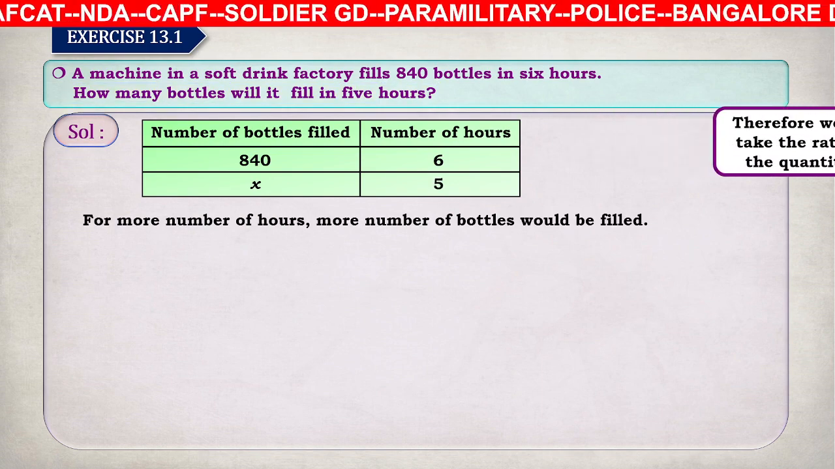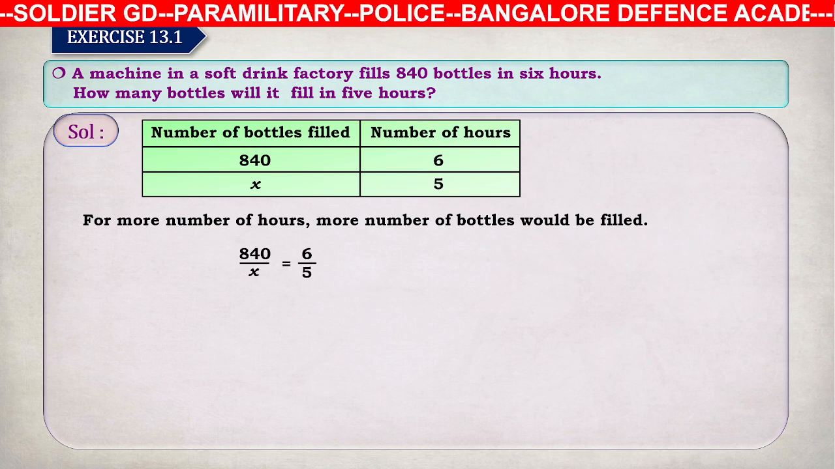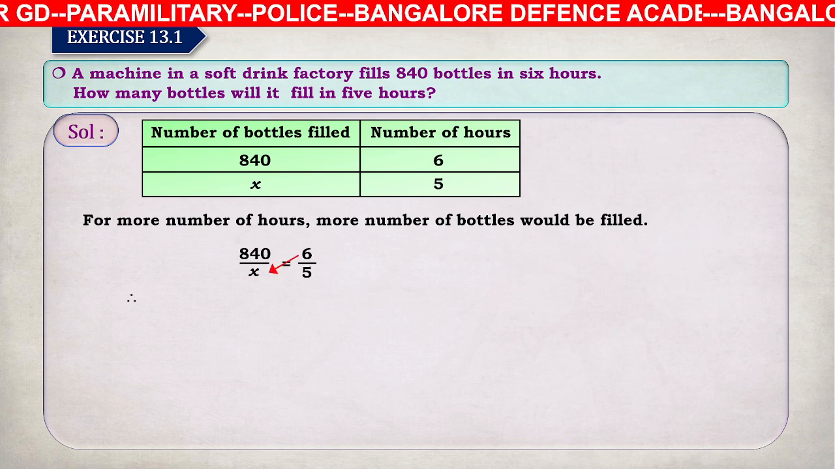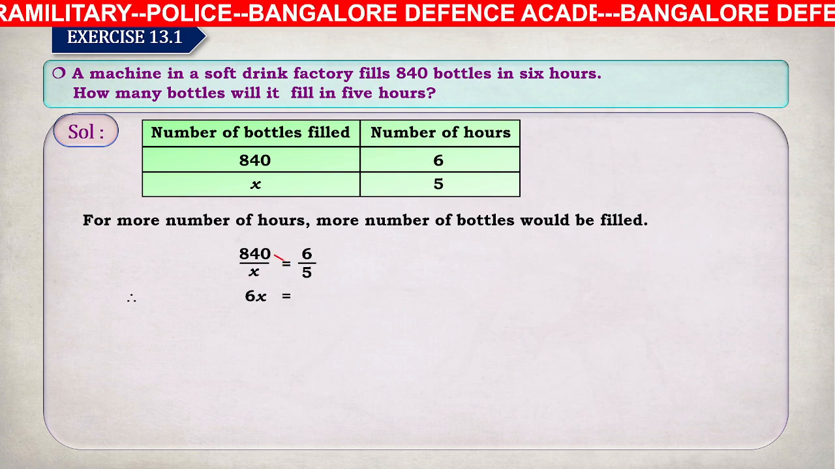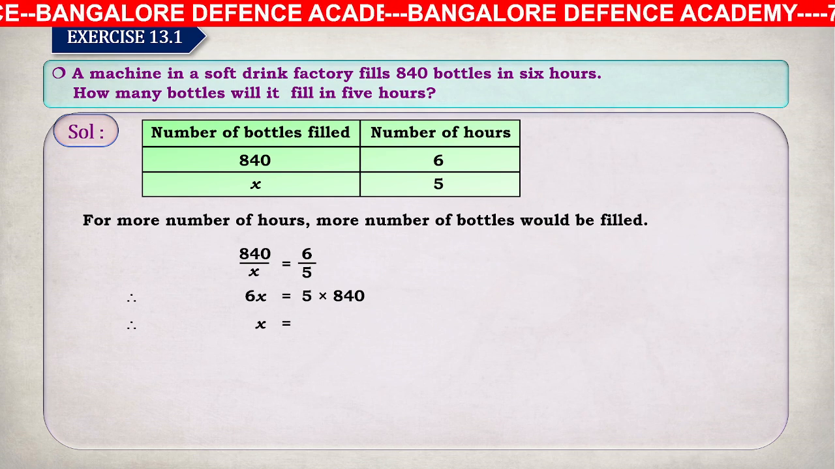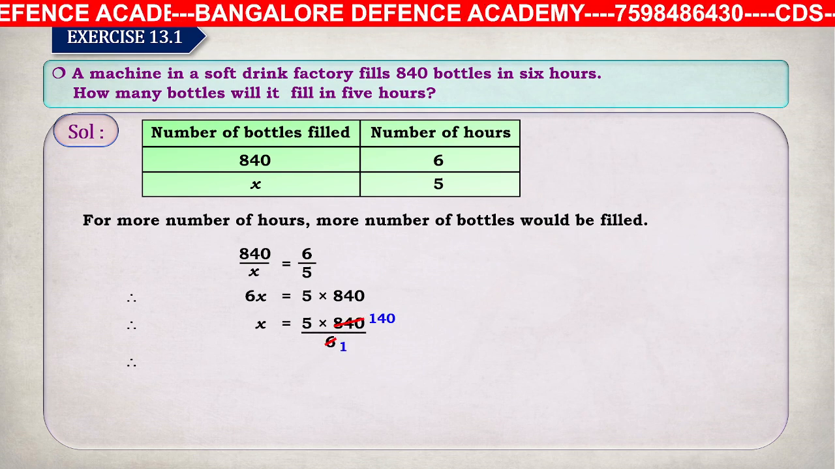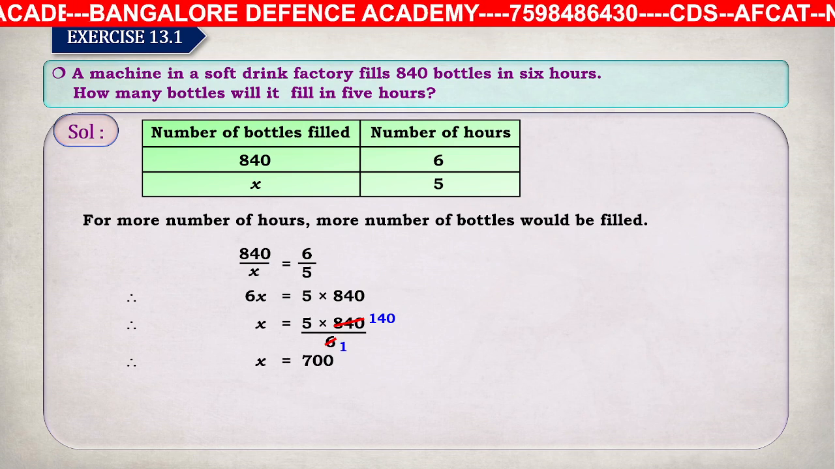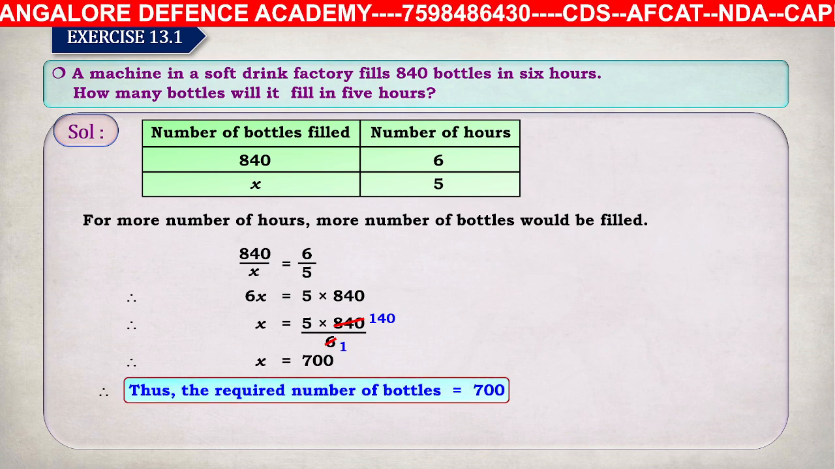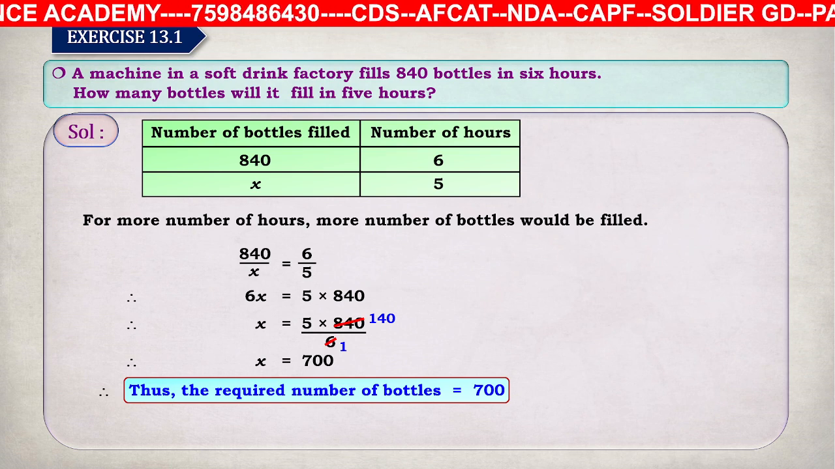So when I cross multiply this, if I take the ratio, 840 by x is equal to 6 by 5. So I have to cross multiply. This becomes 6x. Then it becomes 840 into 5. Then now the 6 goes down. So 5 into 840 divided by 6. So when I cancel, I get 140 into 5, that is equal to 700. So the required number of bottles in 5 hours is 700.